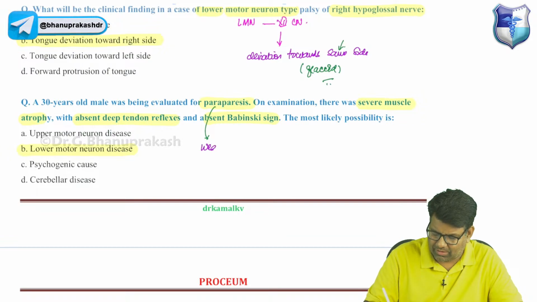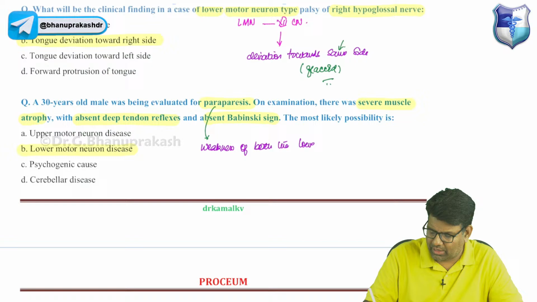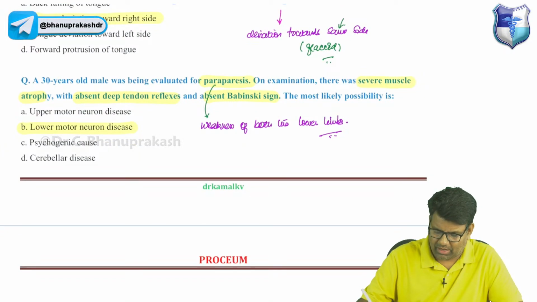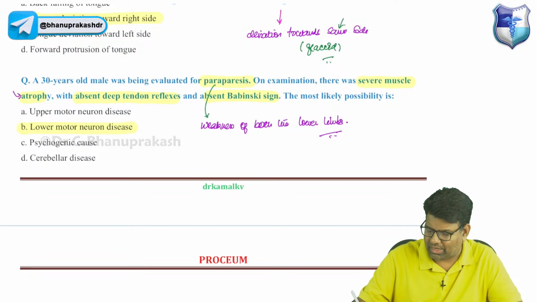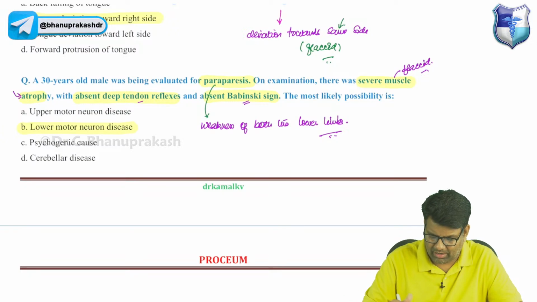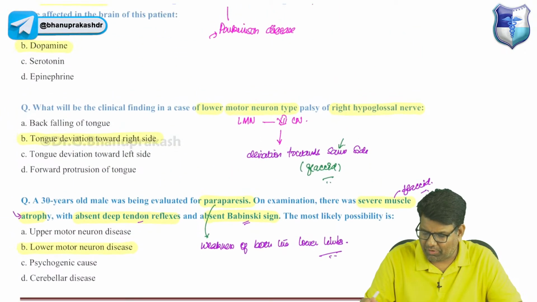Yes, weakness. But of which region? Weakness of both the lower limbs. Okay, so this is known as paraparesis. Both the lower limbs, right? Weakness of both the lower limbs, and again muscular atrophy. Yes, this is also known as flaccid, absent DTR, no Babinski sign. This is all lower motor neuron disease. Okay, so this is enough for today's lecture.